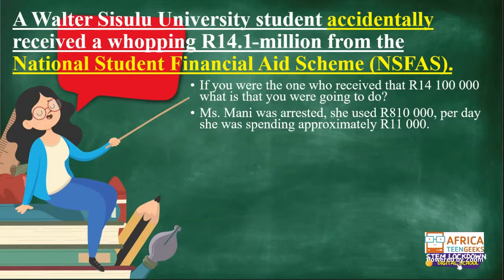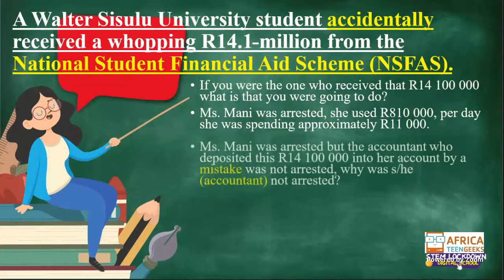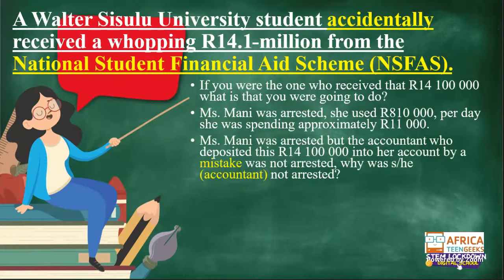She was arrested because she used 810,000 of this money. Per day, she was spending approximately 11,000. Miss Money was arrested, but the accountant who deposited this 14.1 million into her account by mistake was not arrested, right? Why was the accountant not arrested? It is because the accountant made a mistake.